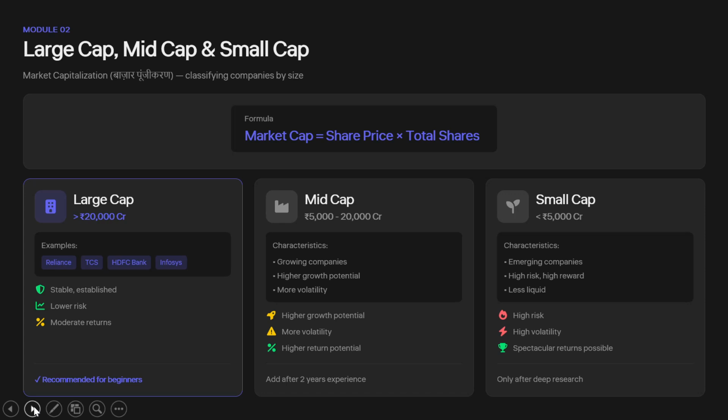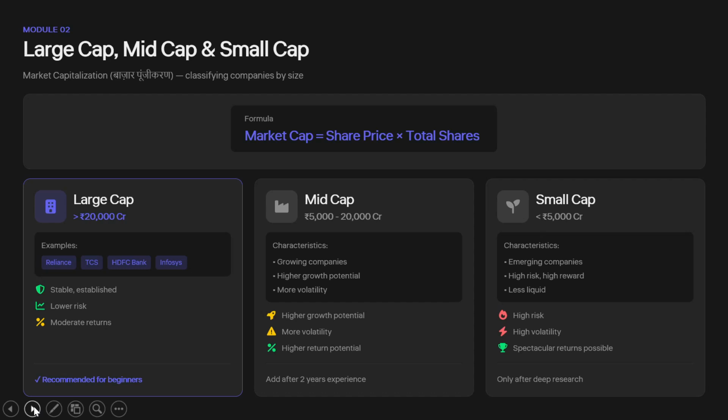Not all companies are the same size. We classify them by market capitalization or Bazar Punjikaran. The formula is simple. Market cap equals share price multiplied by total number of shares.